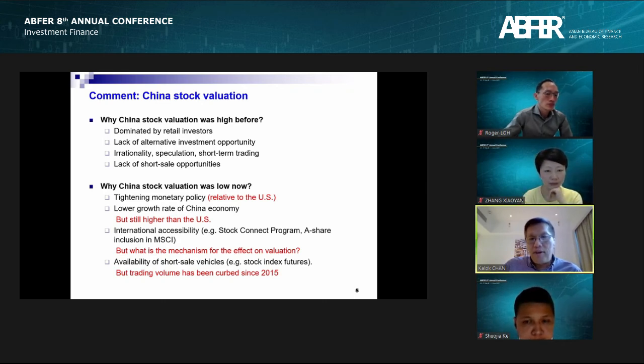For example, now that we have short stock index futures, although the Chinese government had really tightened some rules on stock index futures, so their trade volume had really been curbed since 2015. But otherwise, stock index futures should be a good explanation, and a way to correct for any overpricing in the stock market.